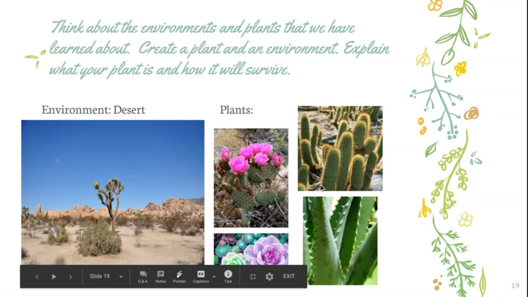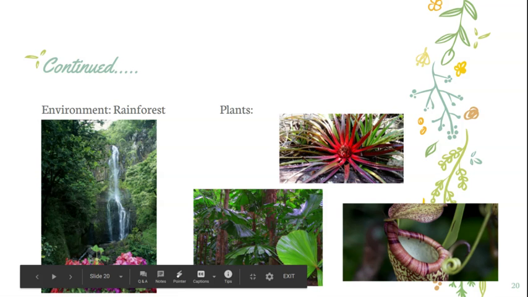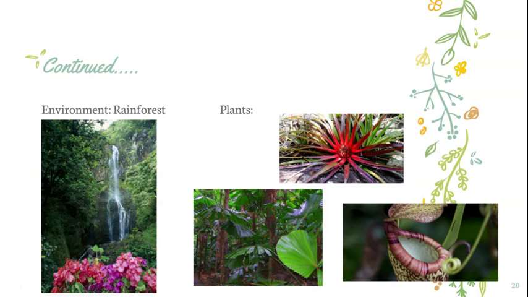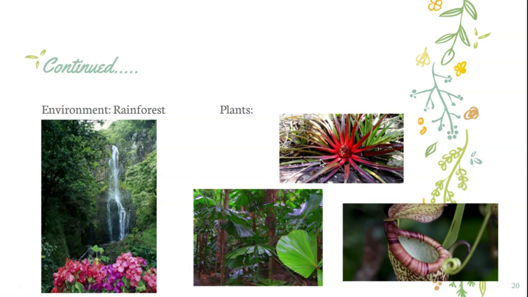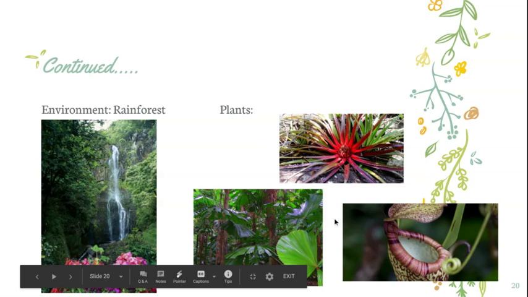So notice how it's more than one plant. You're not just talking about flowers or cacti or anything like that. So that's one place you can draw. Another environment you can draw is a rainforest. A rainforest is another type of environment with plants, and there's all kinds of different plants in the rainforest.